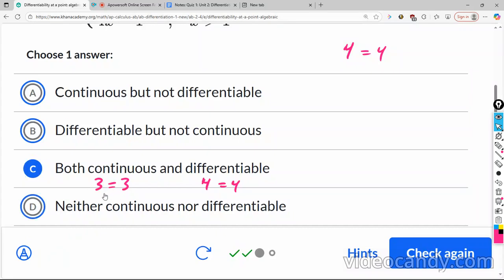All right, step 1, we got 3 equals 3. Step 2, we got 4 equals 4. So it is both continuous and differentiable.